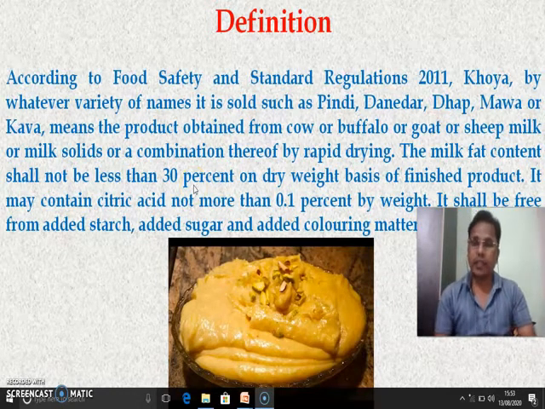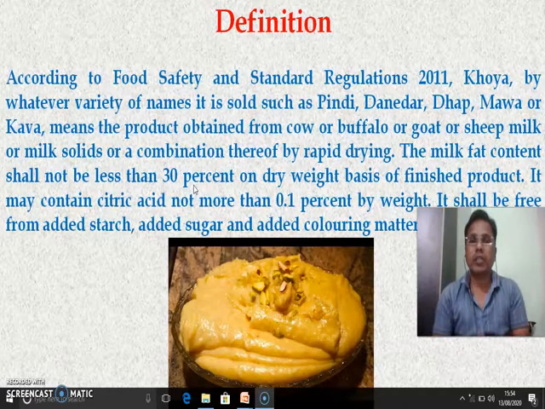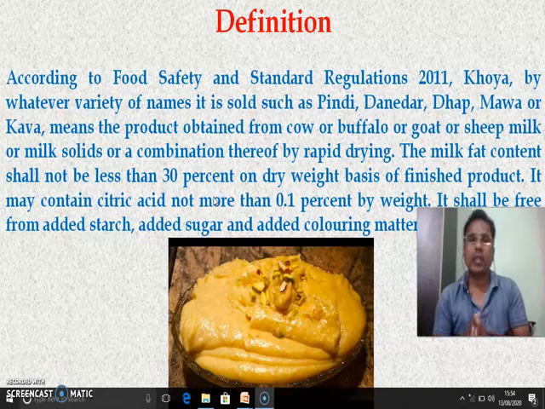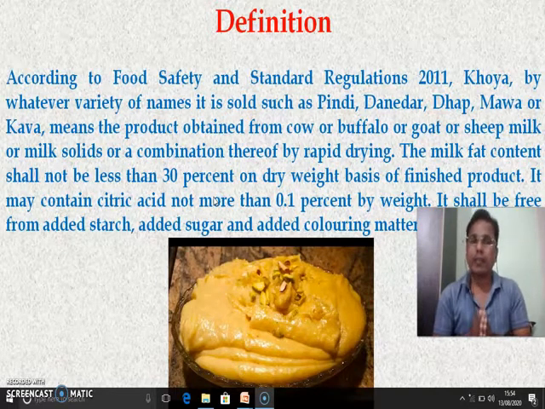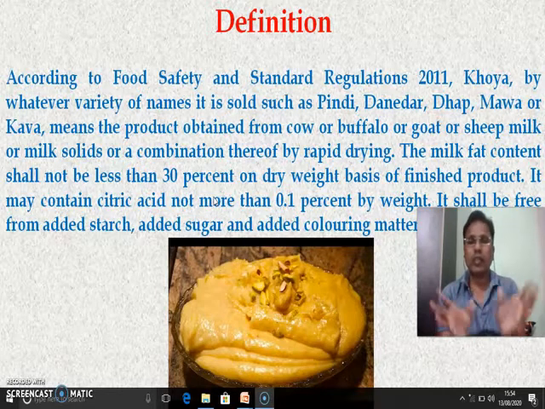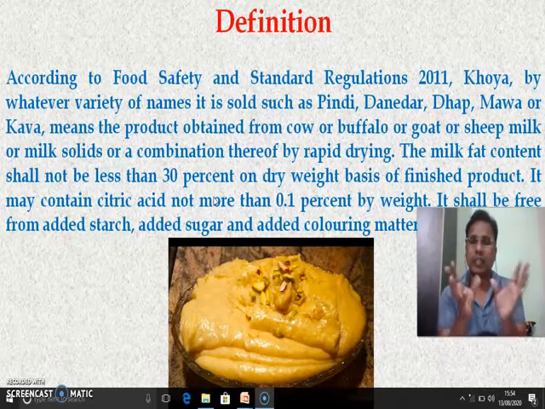You may write the definition according to your memorization. It depends on you which definition you would like to write in the final examinations. But you have to keep it in mind that here in this definition, 30% fat is given, whereas in the PFA rules 1976, the fat percentage should not be less than 20%. So this is the difference between the two definitions, the Food Safety and Standards Regulation 2011 and the Prevention of Food Adulteration Act 1976. Both definitions have just a slight difference in their fat content.